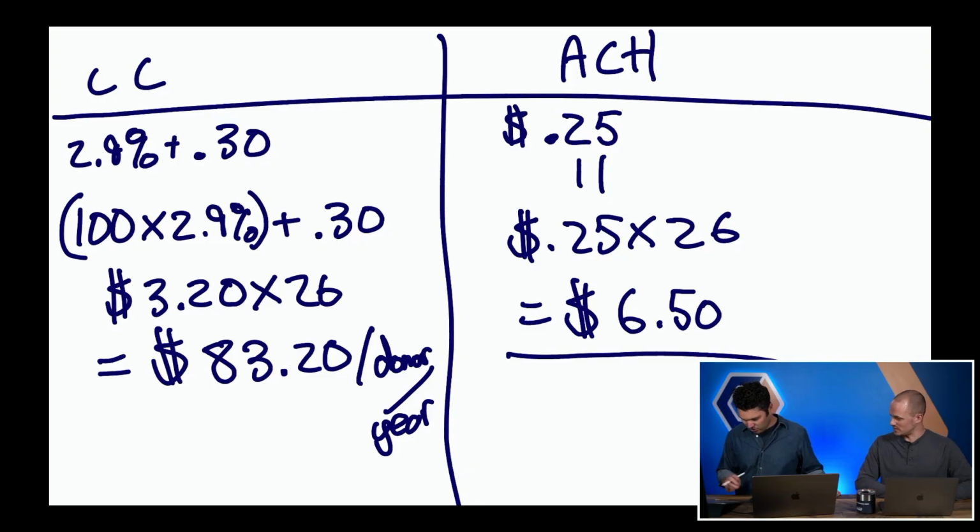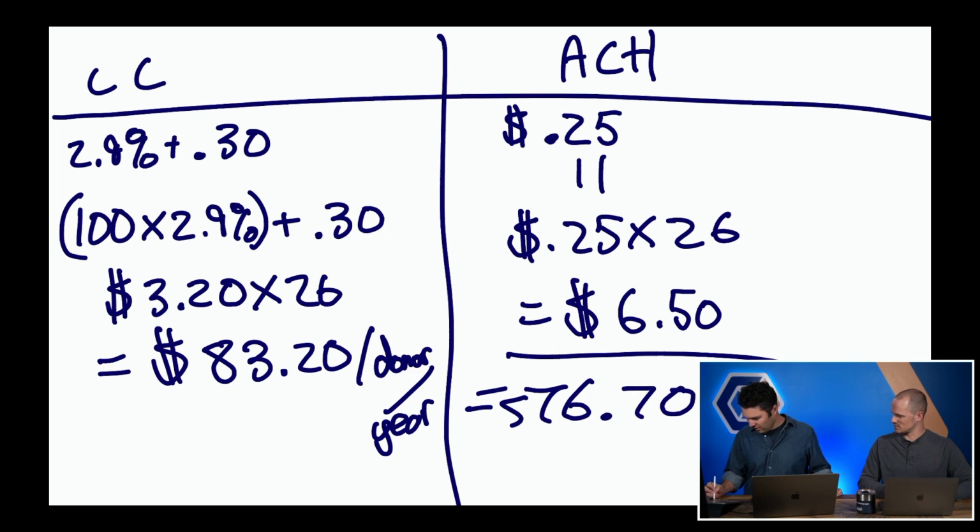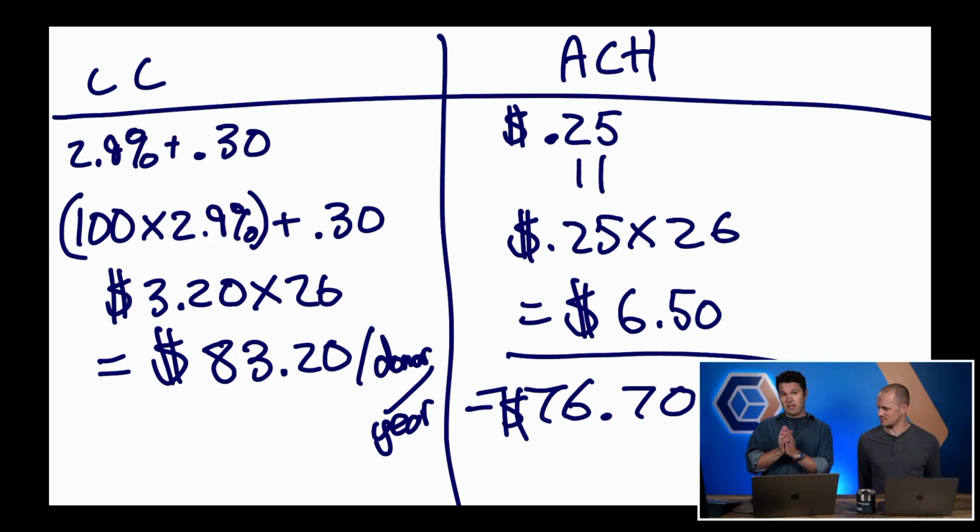I'm going to take it to the next level here, Matt. So the difference between the two, with just this math, $83.20 minus $6.50. So the difference is $76.70. Per person per year. So for every person that is giving with credit card as opposed to ACH, you're spending roughly $76 more a year for that donor. So if you were to switch a person from credit card to ACH, you would save $76 a year on average for that person.